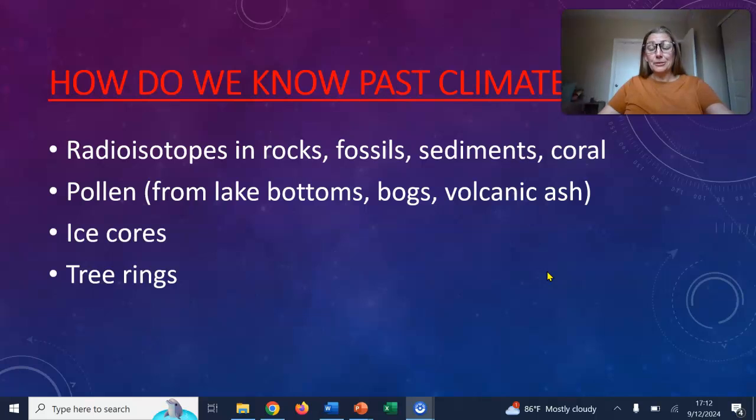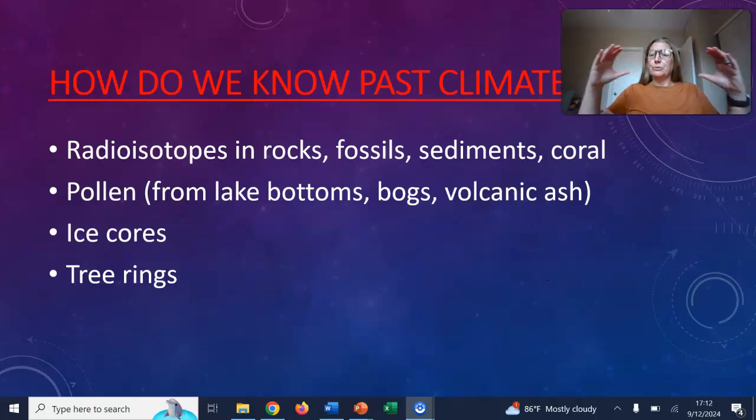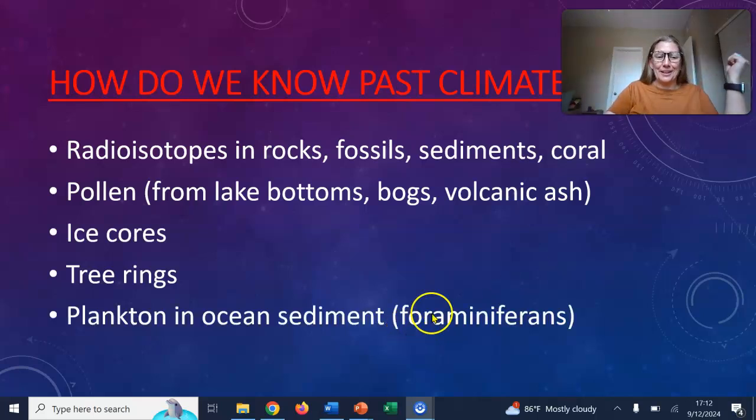We can look at tree rings. When you look at a tree ring, you can figure out the age of the tree. You can learn about how much moisture there was. So tree rings are a way to learn about past climate.